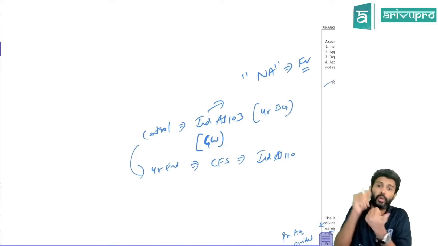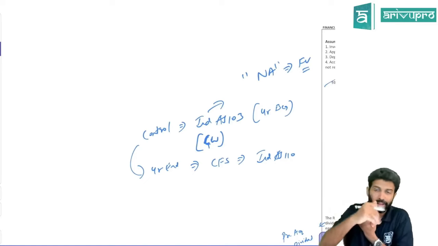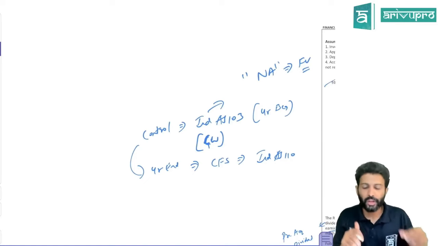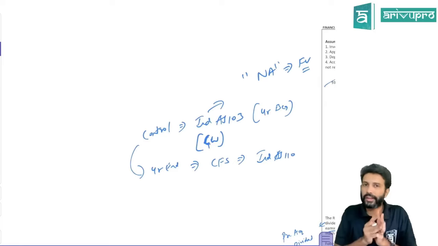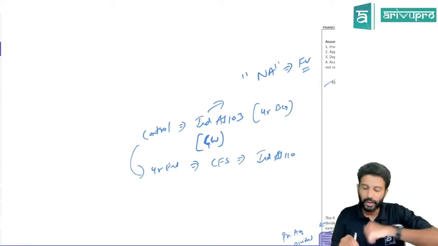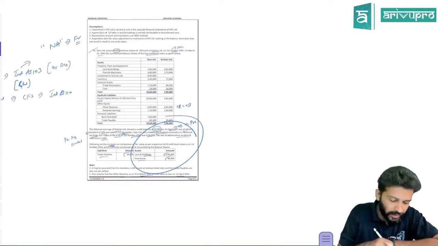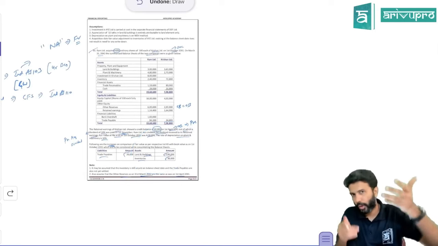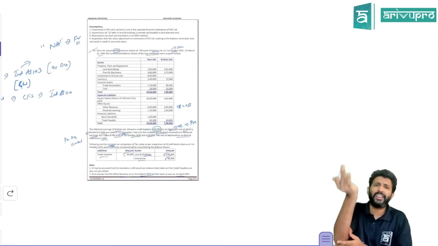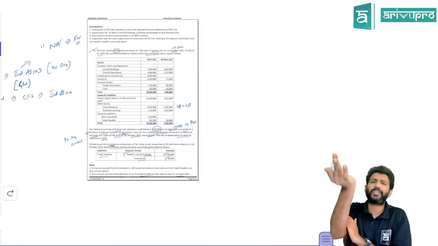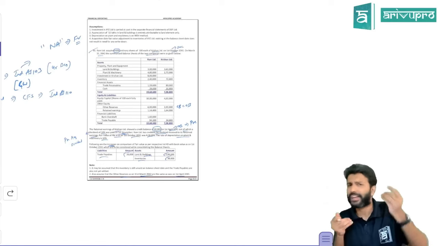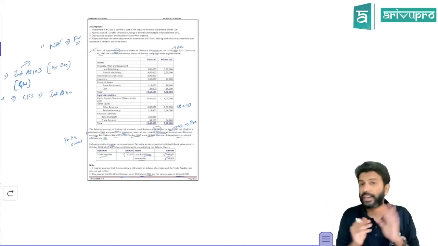Whatever goodwill you get initially on the date of control, that accounting is as per Ind AS 103. So you have to consider the fair value of net assets for goodwill calculation. That's the first step. Since there are some fair value adjustments here, we'll have to see. Fair value adjustment means obviously you have to increase the value of assets. If you increase the value of assets, net assets will increase, right? That's the reason we're calling it fair value adjustments.